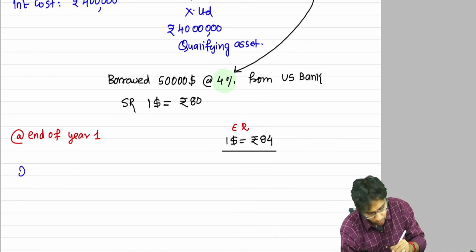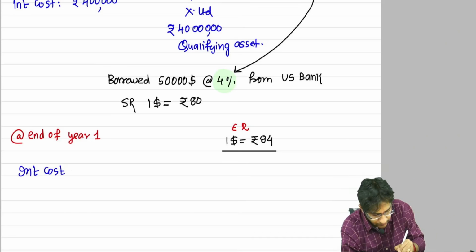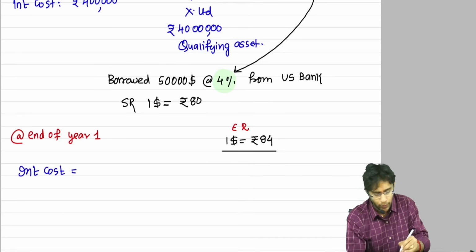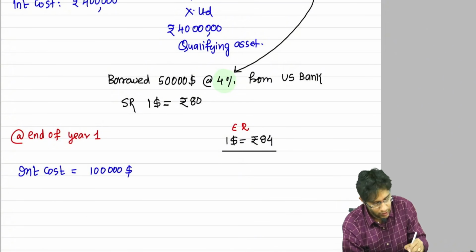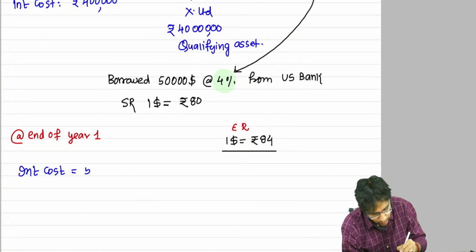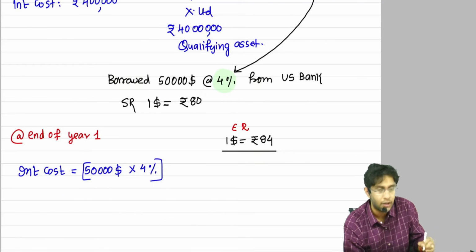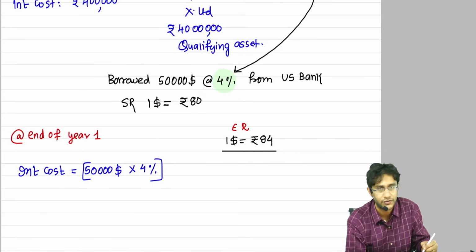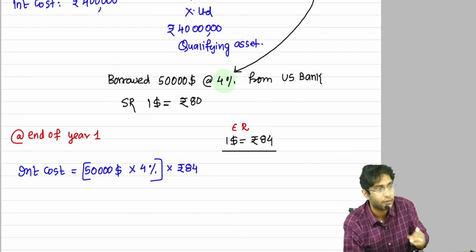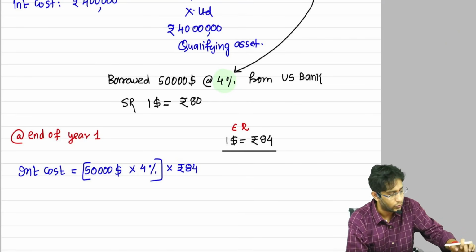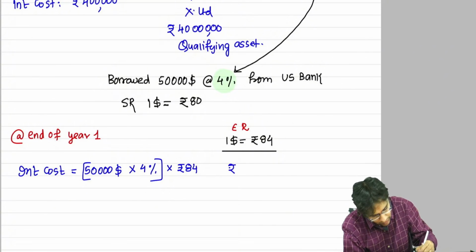Now, what is the interest cost? Your interest cost is, you borrowed an amount of, sorry, how many dollars did you borrow? $50,000 into, what is the interest rate? 4%. Do the math. 50,000 into 4%, don't worry, $2,000. This into 84. So 2,000 into 84, 1,68,000 rupees.